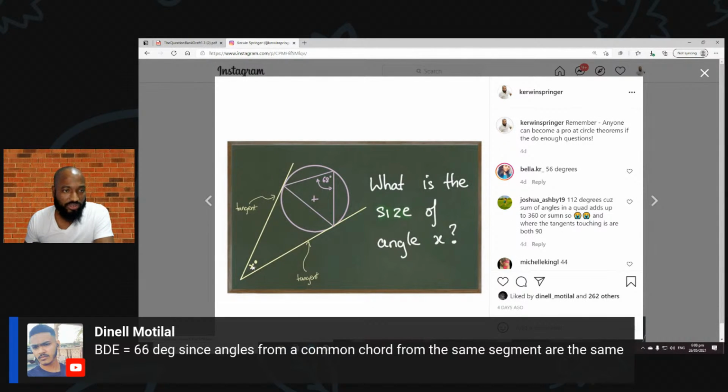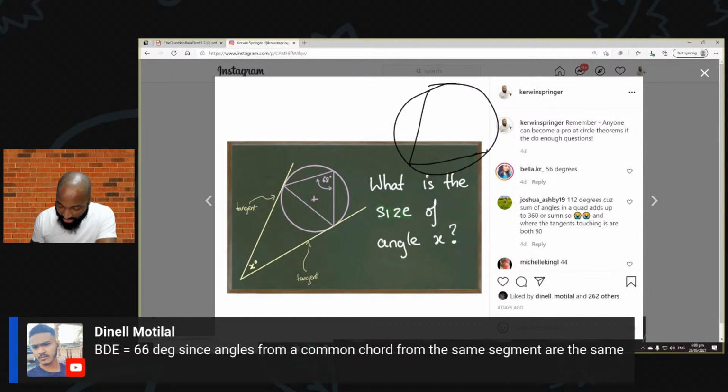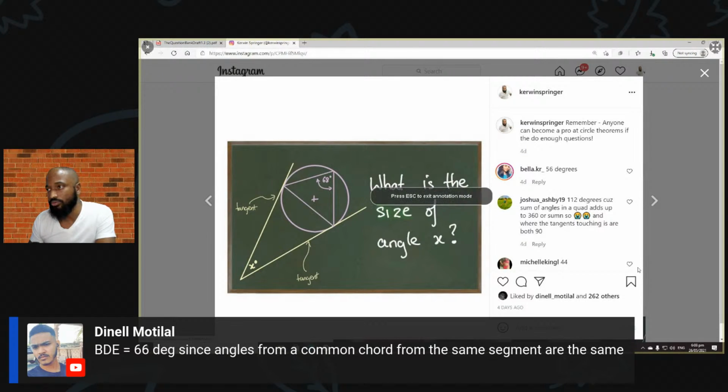So this one was really interesting. A lot of people were doing the cyclic quadrilateral thing, but a cyclic quadrilateral is something where you have the circle and there's a quadrilateral actually inside the circle. So to find this, what did we do? Anybody have any idea what X is going to be equal to? Remember, anyone can become a pro at circle theorems if they do enough questions.